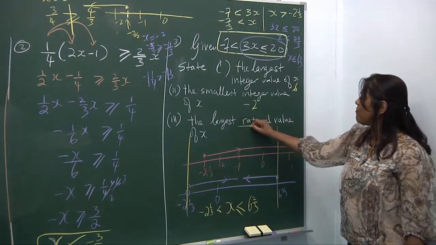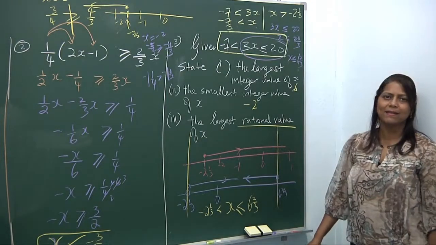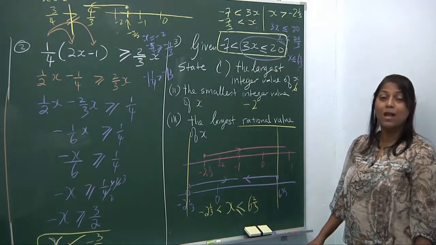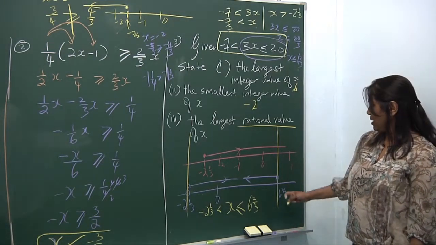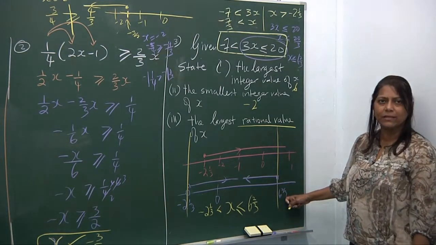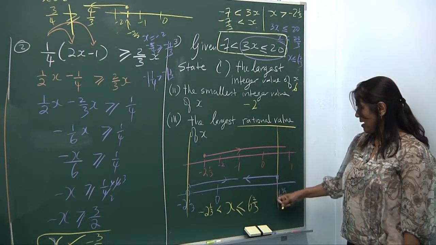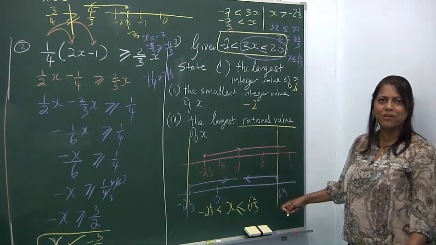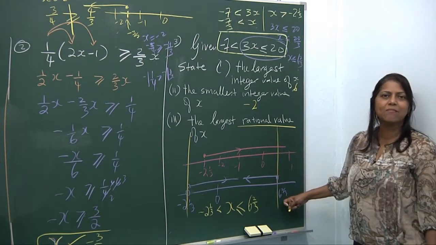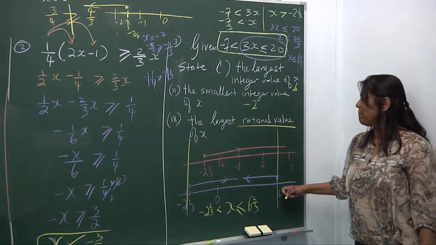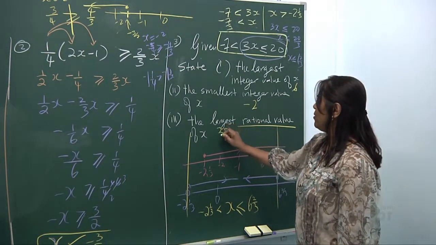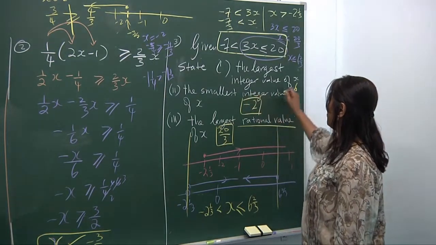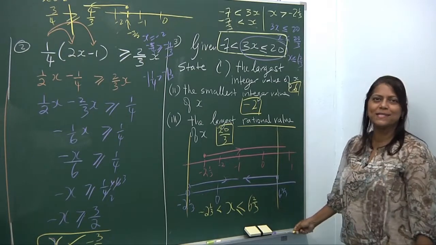And the largest rational value of x. Rational means a number that can be expressed as A over B. You look, this is included, so this is the largest. Change it to an improper fraction, A over B. 6 times 3 is 18, 18 plus 2, it will be 20 over 3. That's the answer for this. We've got these answers for these sums.